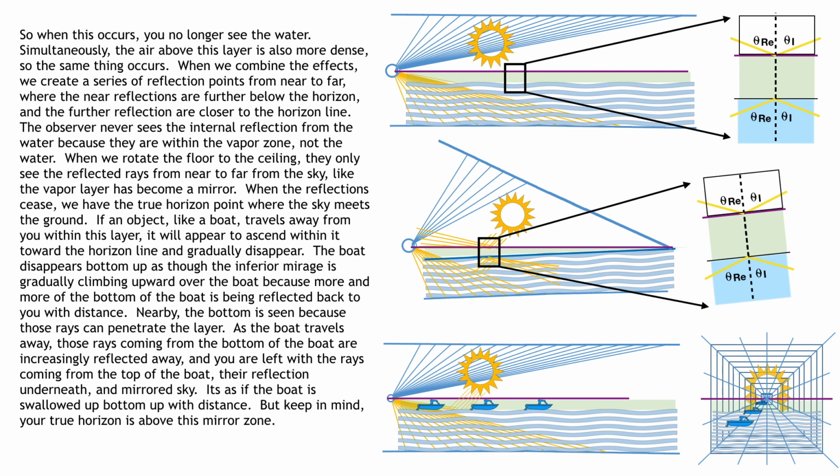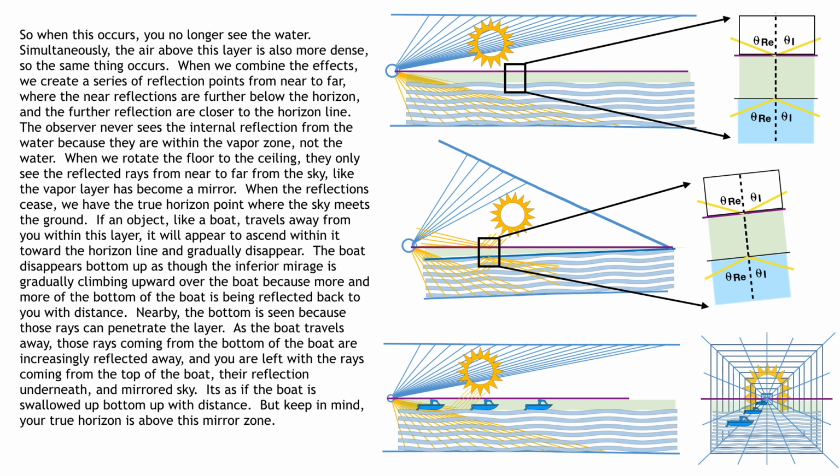So again, from our orthographic view, we're going to rotate the ceiling and floor to meet at the vanishing point like we've done in our previous examples. And you can see I've drawn out some of the rays as to how they're acting within the black rectangle within that middle diagram.